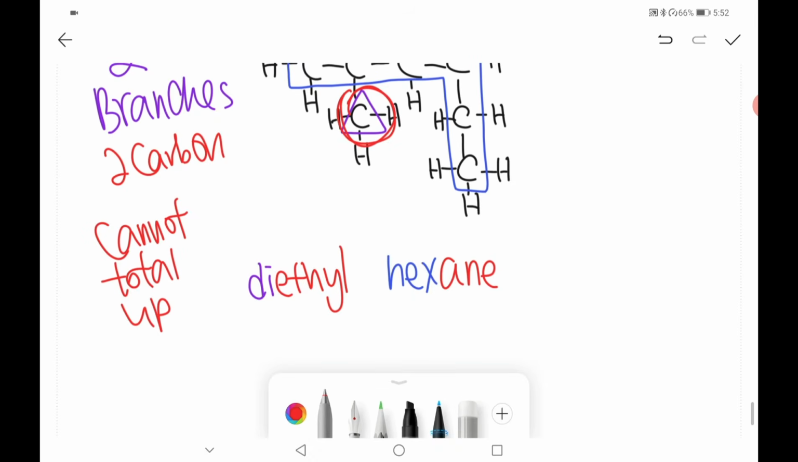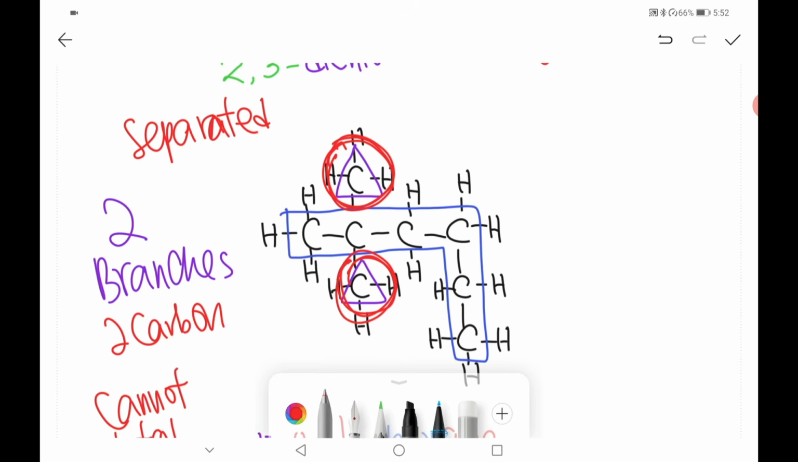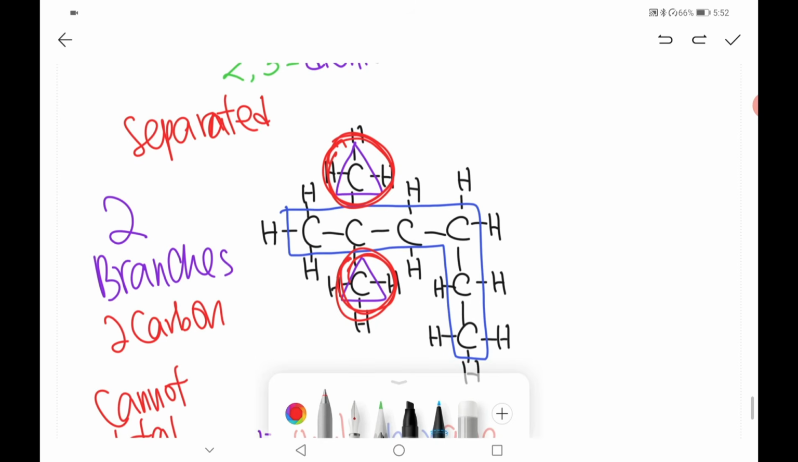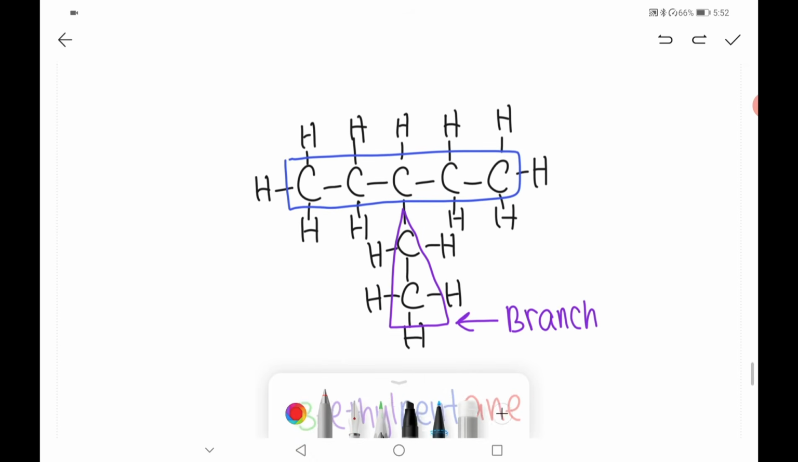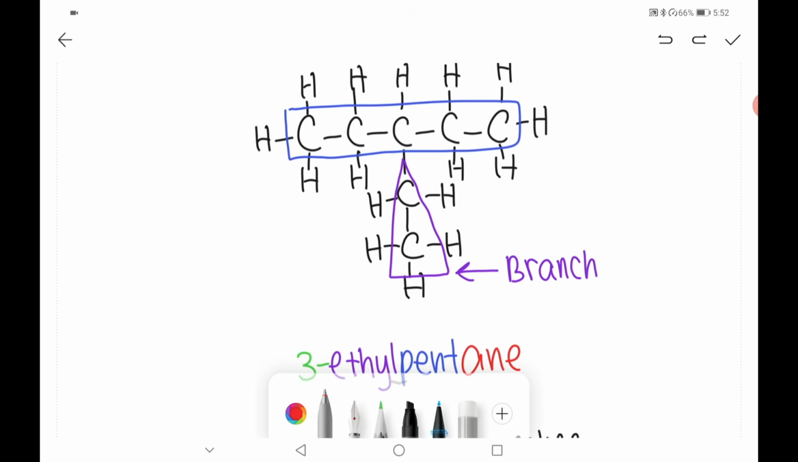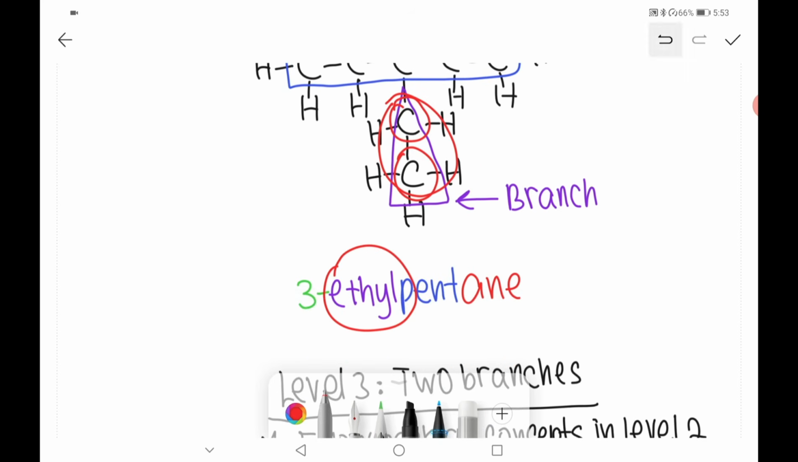You cannot say, oh, here we have 1 carbon, here we have 1 carbon, so total 2 carbon. Cannot. You can only total up if the 2 carbons stick together, like the previous example. Now for this question, you can see in this branch itself, these 2 carbons are stuck together. So in this case, since the 2 carbons stick together, you can total up 1 plus 1, 2 carbon. So 2 carbon is ethyl, no problem.